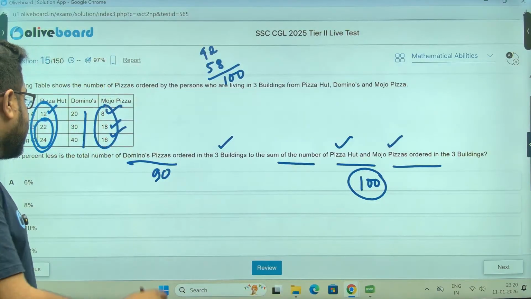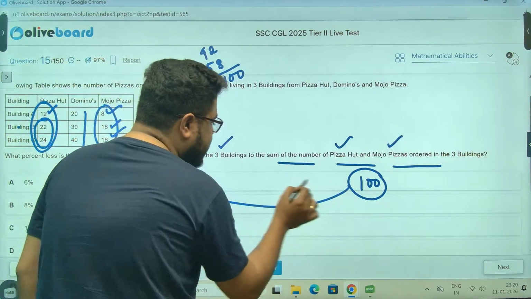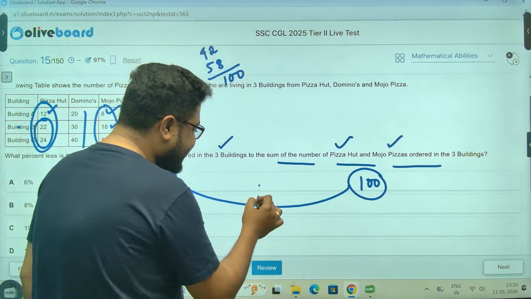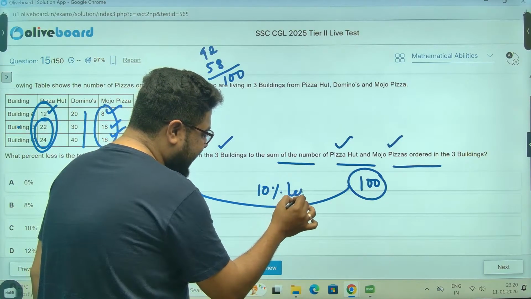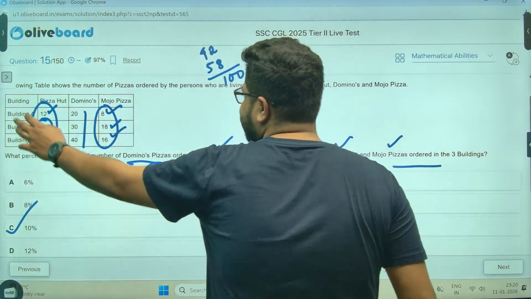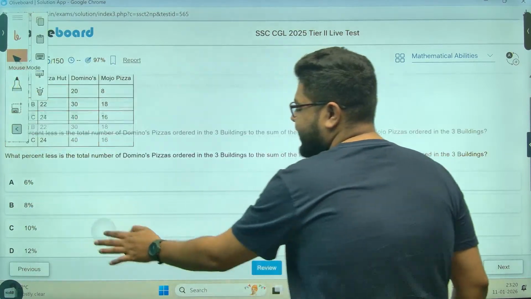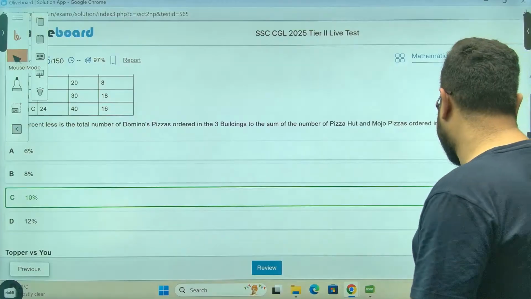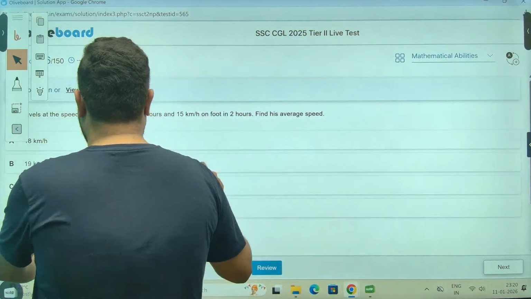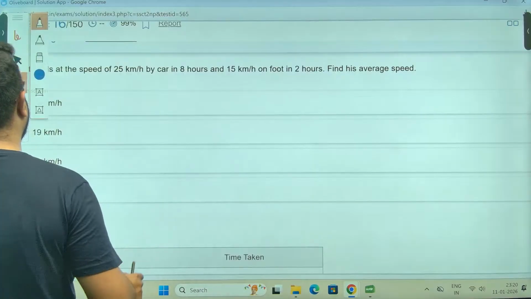Now they are asking, 90 is what percentage less than 100, sir? Sir, is this even a question? Sir, 10% less. 10% less is the answer. Option number C. You see, it's a very simple question. Simple questions. Sir, average speed, again a very simple one.